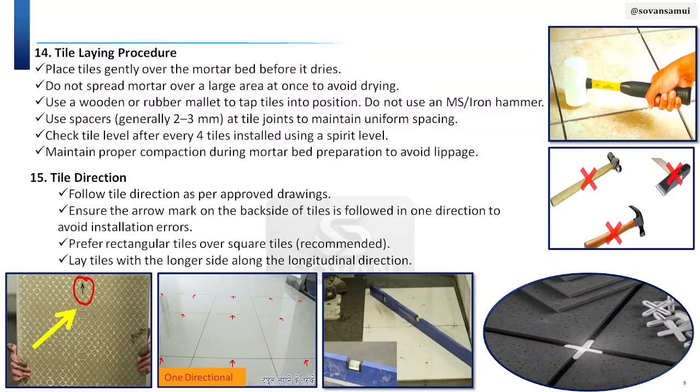Next point is tile direction. So tile direction should always be according to the drawing. If we do not have any kind of drawing available, then you should always pick rectangular size tiles instead of square size tiles, and laying should be done in the longitudinal way. Subsequently, you should follow the arrow mark on the backside of tiles, which indicates the direction of tile laying to avoid installation error. Okay.